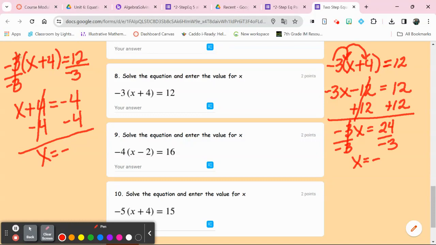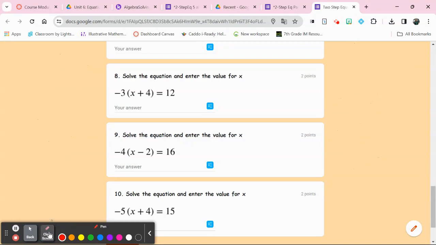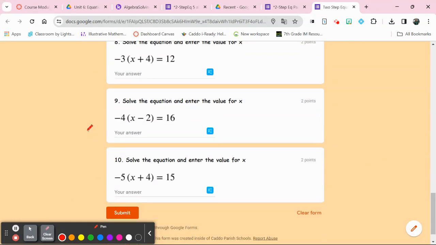All right, I'm going to clear this in 5, 4, 3, 2, clear. All right, the next one. These are the ones you need to be super cautious of. Why do I say that? It's got a negative outside the parentheses and a minus inside.